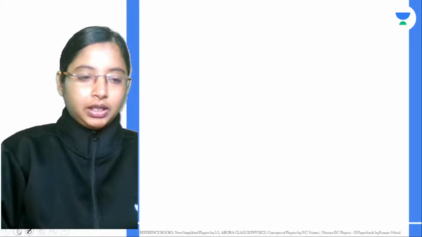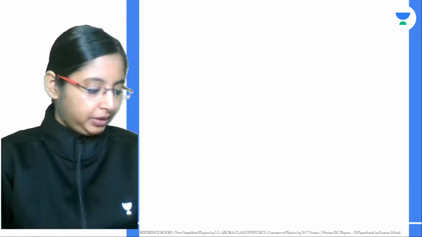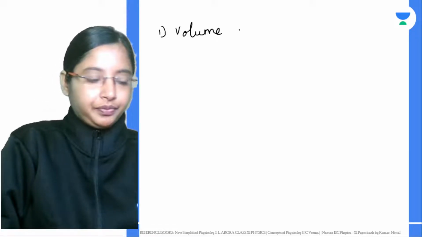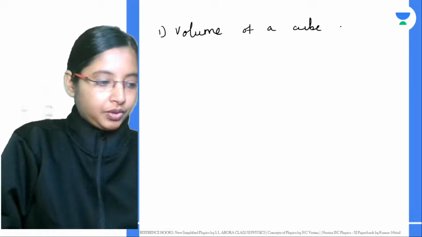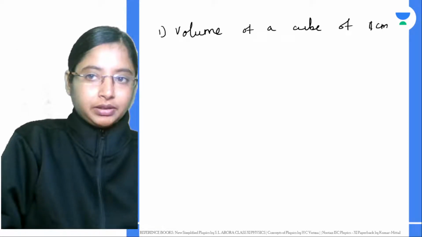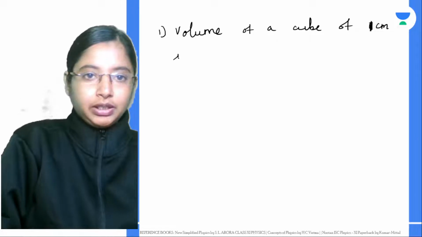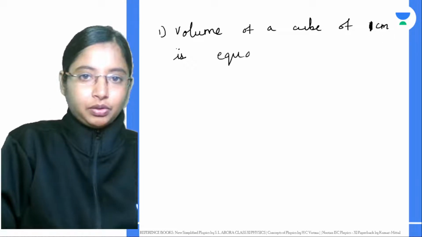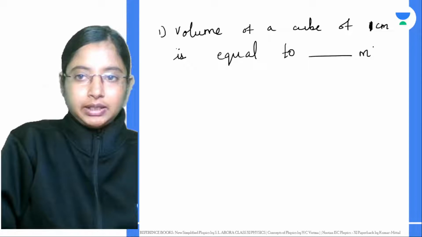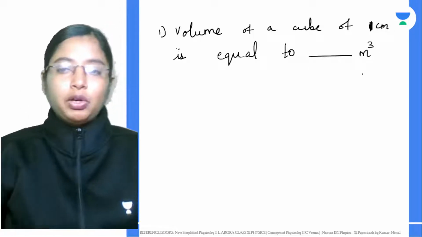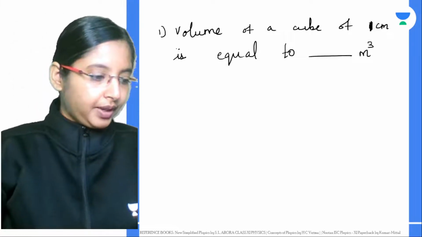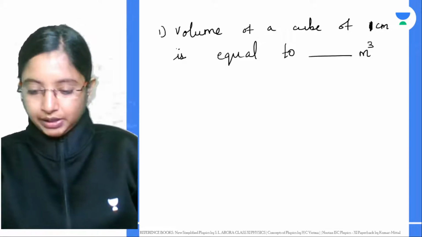Now, the next question, let's try doing something very simple. That will just test our knowledge. What is the volume of a cube of 1 centimeter? The unit is in centimeter. Let's do some conversion. I want the answer in meter cube. What will be the volume of a cube of 1 centimeter? Centimeter conversion to meter.